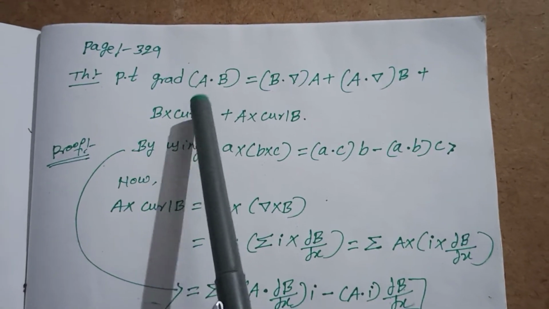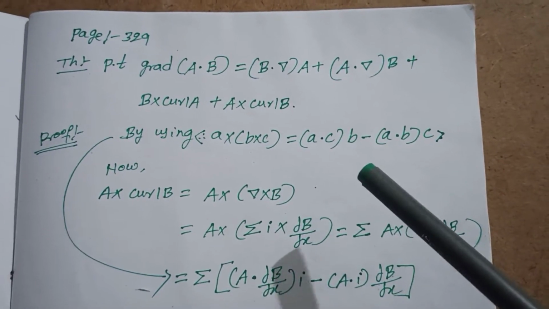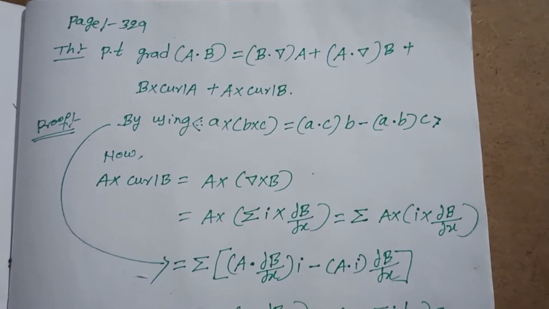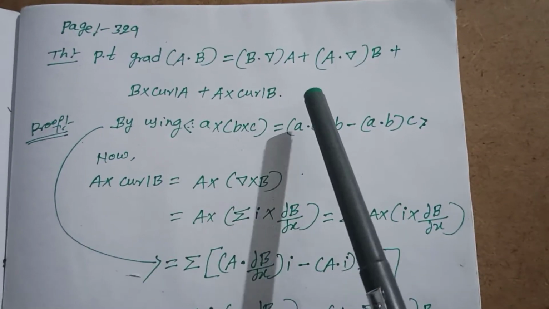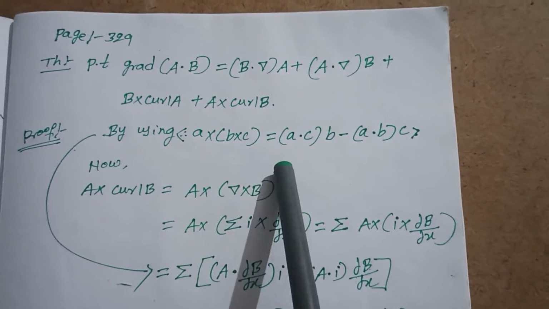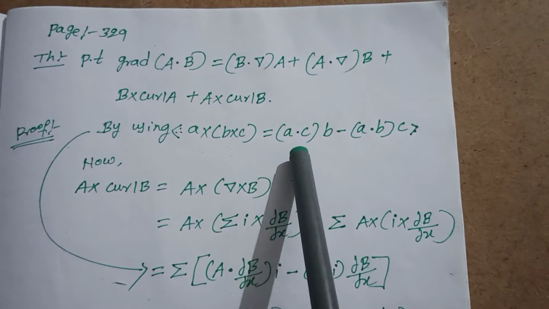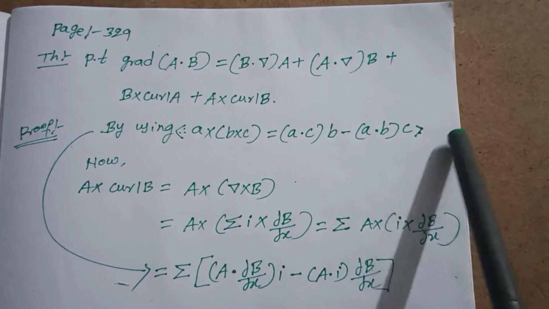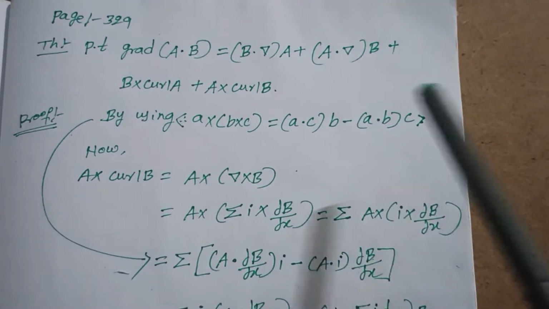In this video, we are going to discuss one of the identities in vectors, that is grad(A dot B). I have to prove that grad(A dot B) is equal to this. To do this proof, we are going to use that A cross (B cross C) is equal to (A dot C)B minus (A dot B)C. We are going to use this one.